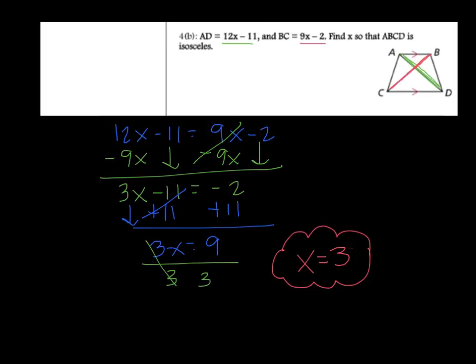Okay, so for this one, if you think back to that big old long problem I just did for you guys, sorry about that, you guys know that these are supposed to be congruent. So I knew that AD was 12x minus 11 and BC was 9x minus 2. So I set those equal to one another and I solved for x. And so if the value of x was 3, then this would be isosceles.